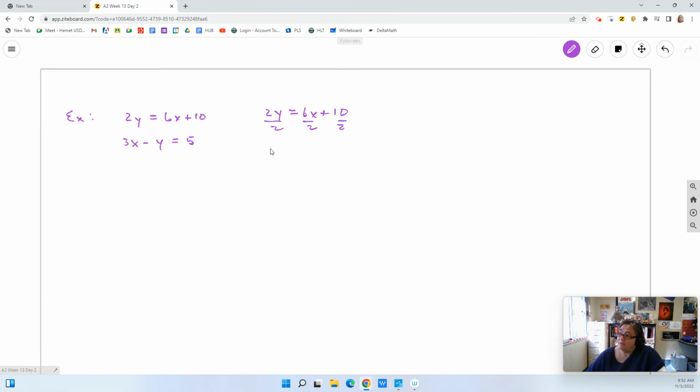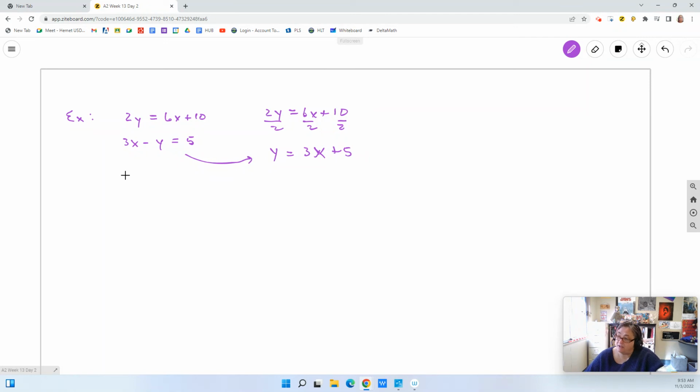And once I do that, I wind up with y equals, well, 6x divided by 2 is 3x. 10 divided by 2 is plus 5. And looking at that, I have an equation here that's really similar to this one, is it not? Like, I think they might be the same. Does that make any sense to you?